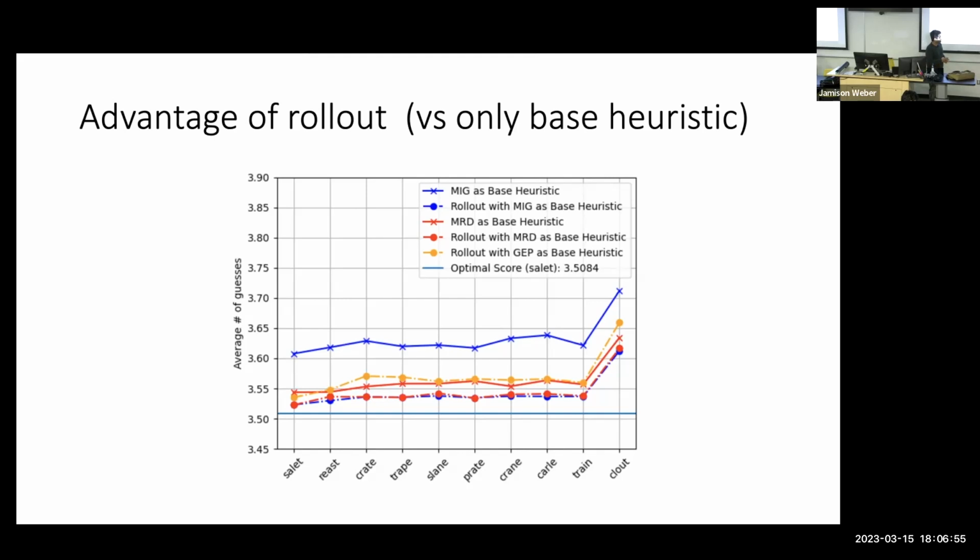Now, we experimented to have some empirical results on what we were trying to hunch on using the rollout. The Y-axis shows the average number of guesses to solve the 2,315 words. The X-axis shows the number of the star.